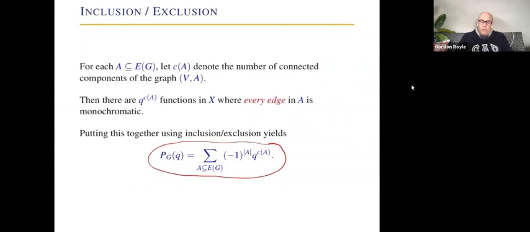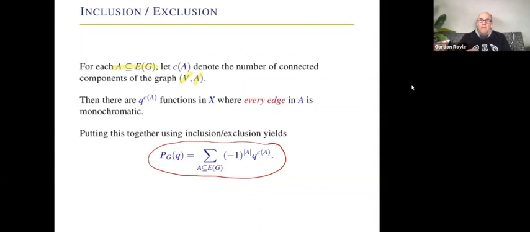Okay, so for every subset of the edges, say A, I'm going to let C(A) denote the number of connected components of the graph with all of the original vertices and just the edges of A. Okay, how many ways are there then in which every edge in A is bad, is monochromatic?